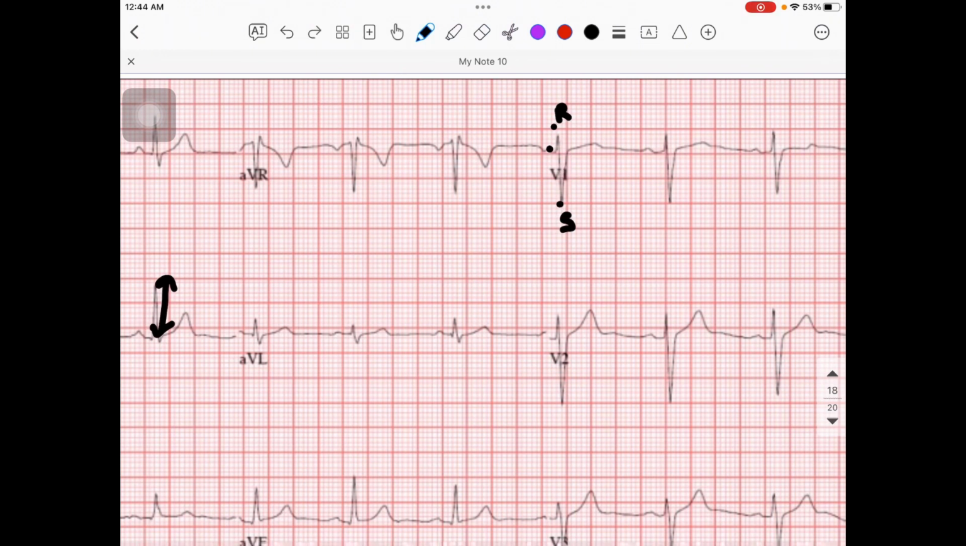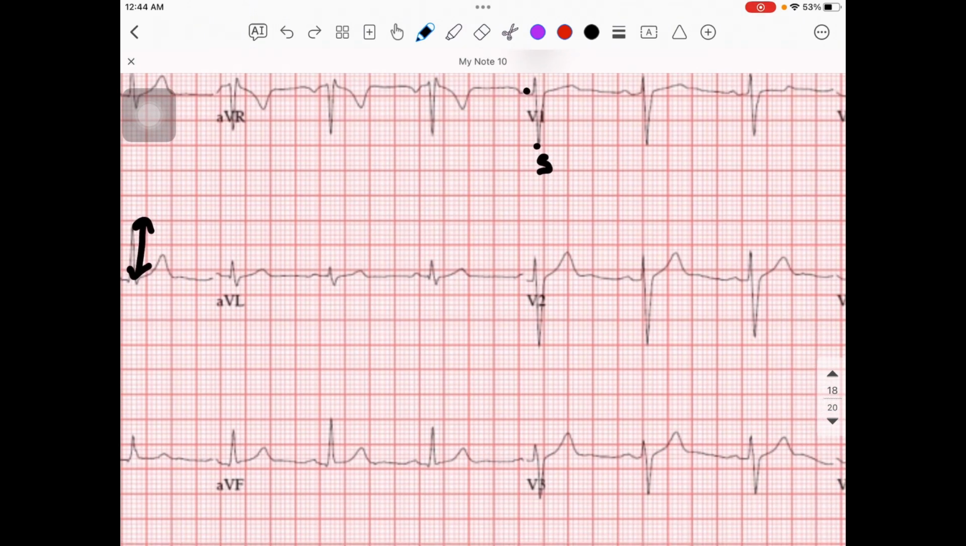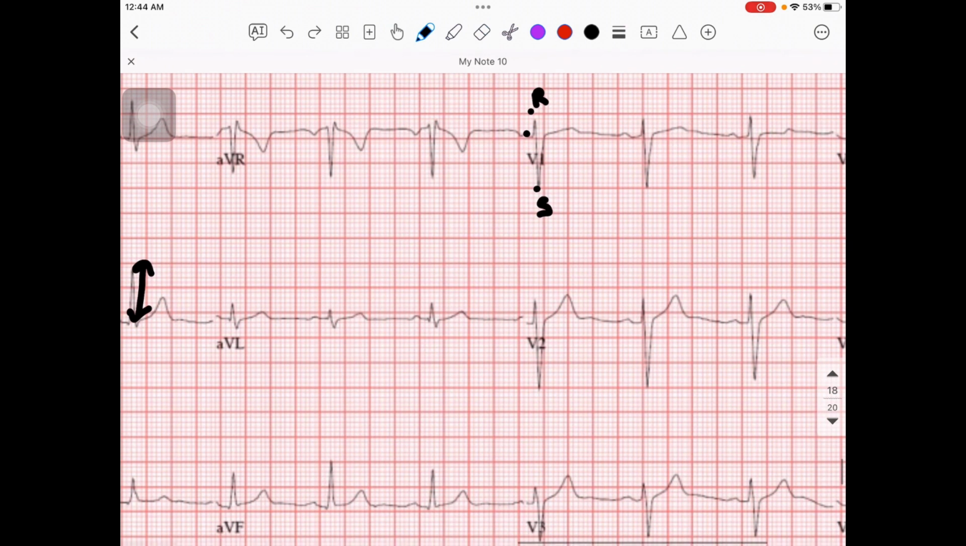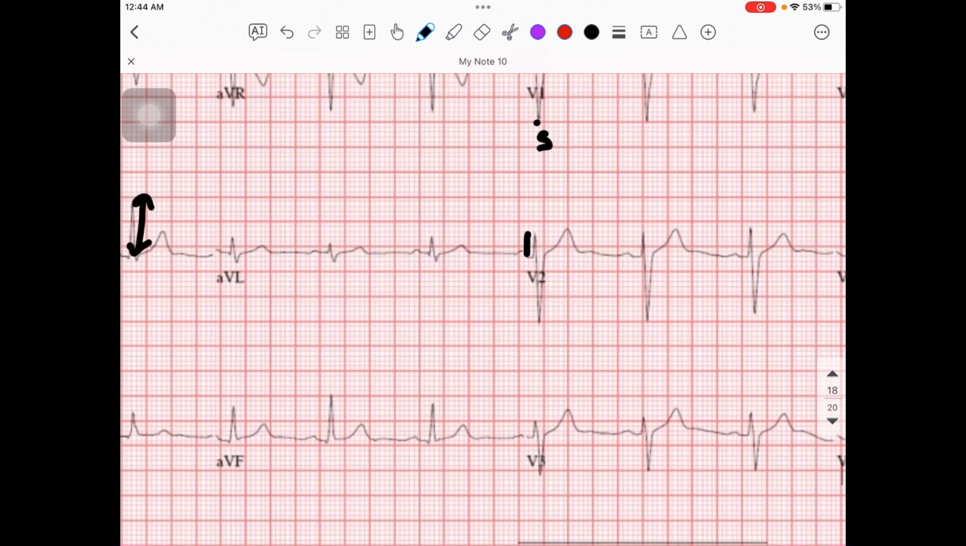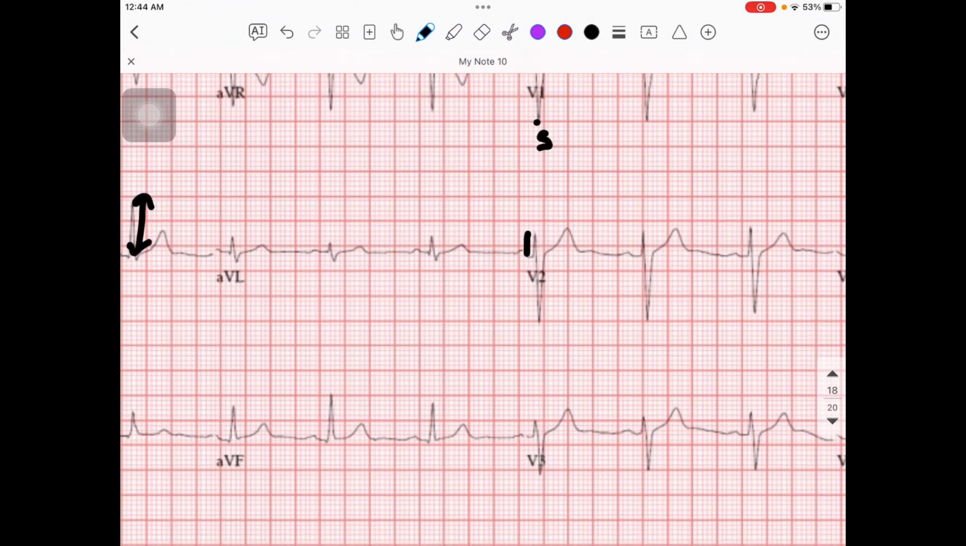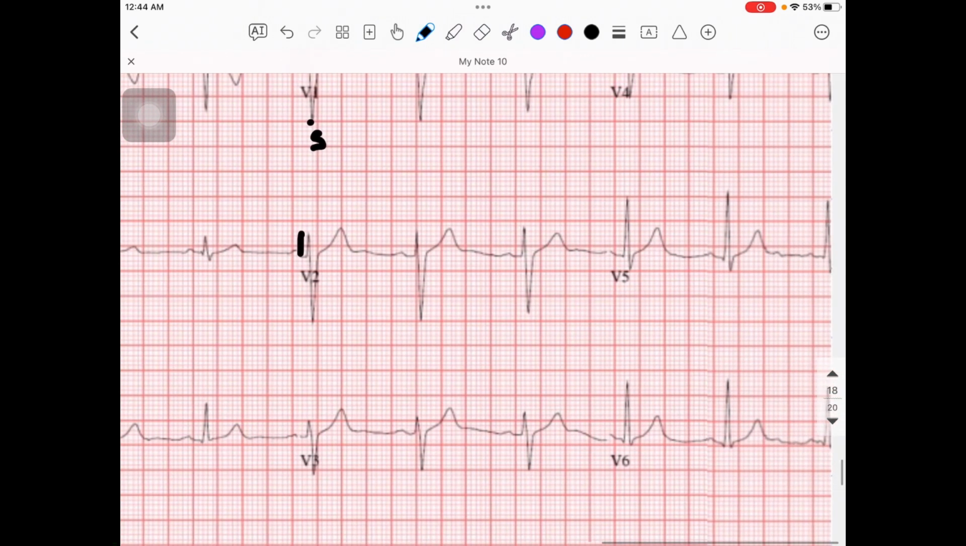And as you progress further, going towards V2, V3, V4, V5, the R wave height will actually be increasing. If you compare the V1 R height with the V2 R height, the V2 R height is more. Then probably V3 will also be increasing compared to V4, V5, V6, and in V5 and V6 the R wave will be much taller.